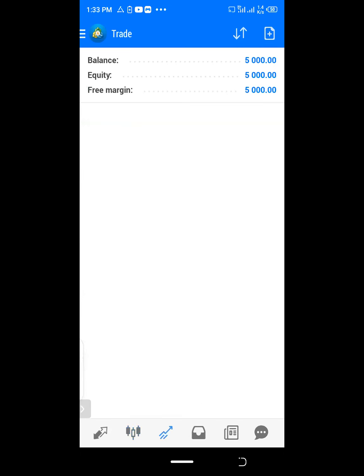Now the third icon on my screen is where I see my trades. This is where I see my running trades. The market is closed right now. I think I forgot to tell you that the foreign exchange market opens on Sunday night and closes on Friday night. So last night, the foreign exchange market closed. On Sunday night, it is going to open again.